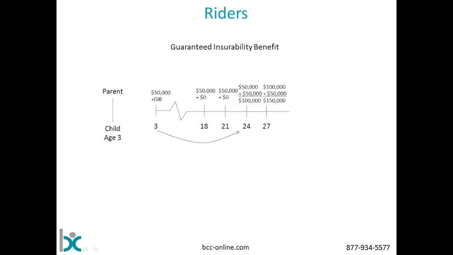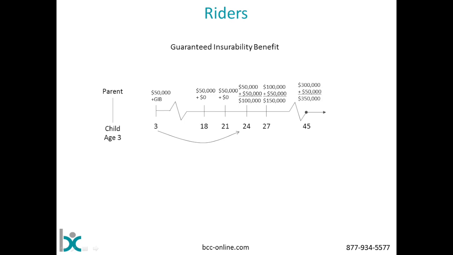You're going to find that typically it's going to be sometime in the mid-40s when you're going to have your last possible option to exercise. Maybe at age 45. That might be the last point at which you can exercise a GIB. GIB riders never go into the 50s. Some of them will go into the late 40s. So the GIB for the 45-year-old, maybe by this point we've got $300,000 of coverage.